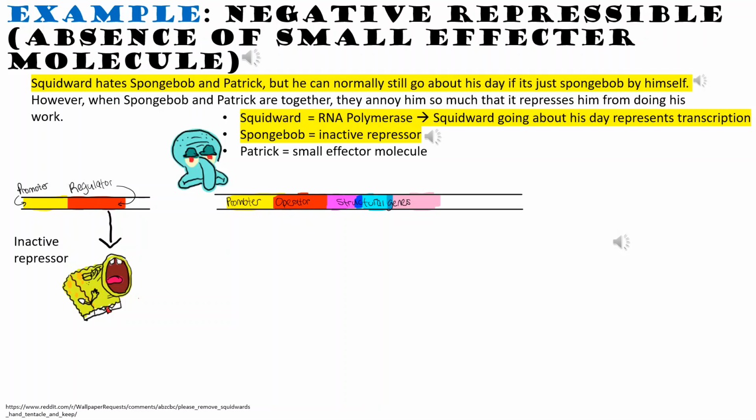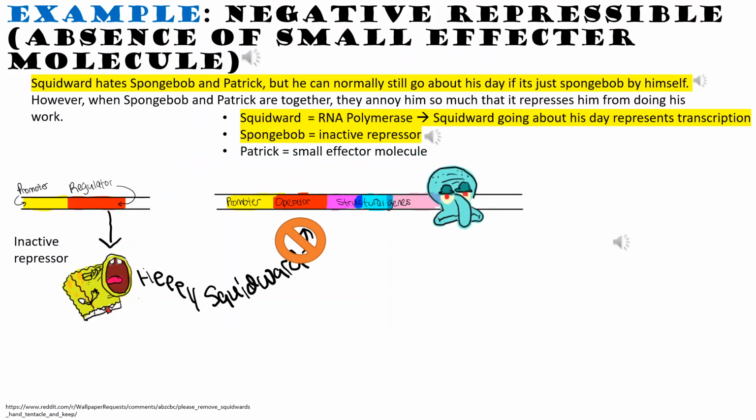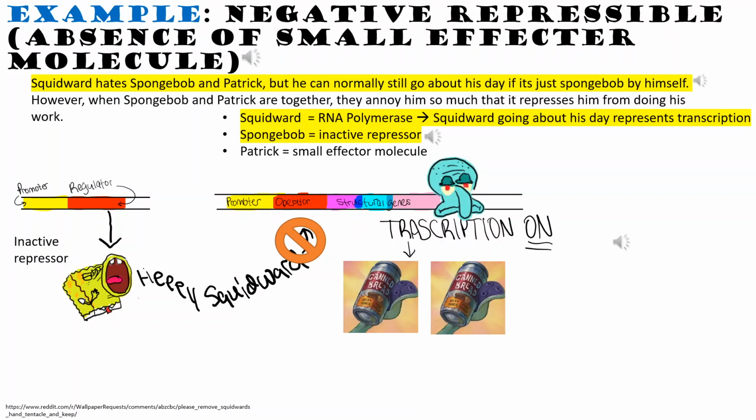So when he tries to run and say, "Hey, Squidward," and ruin Squidward's day, he is basically just ignored, because he's not able to bind to the operator, which allows Squidward to bind to the promoter and continue transcription. Here, the proteins transcribed are canned bread, because that's Squidward's favorite.